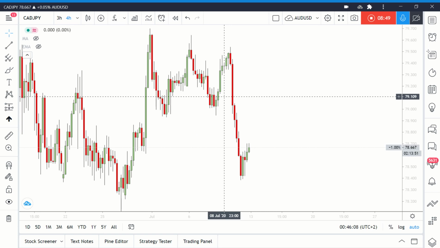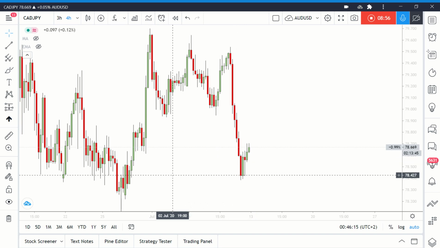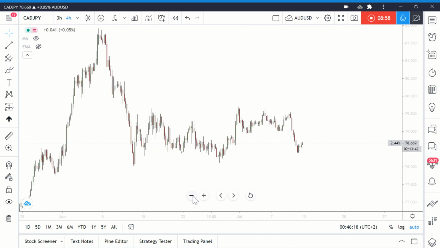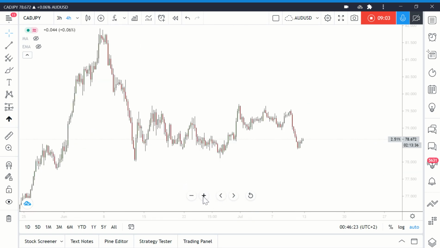And because the Canadian dollar is a commodity currency, it's largely dependent on crude oil. So we've also seen this drop in CAD JPY, right? Now I'm just going to zoom out on CAD JPY. I'm looking at a 4 hourly time frame.